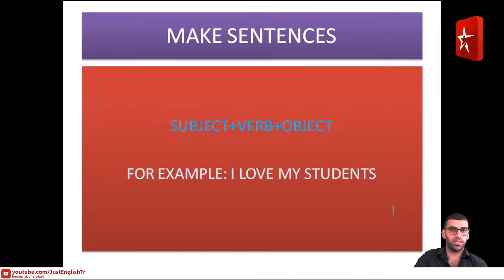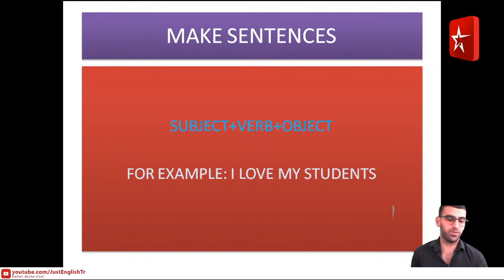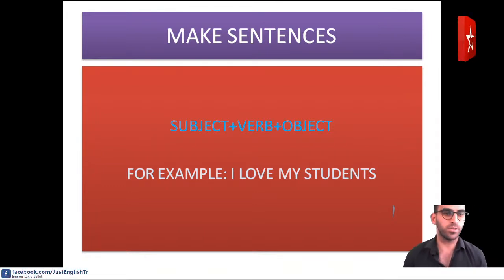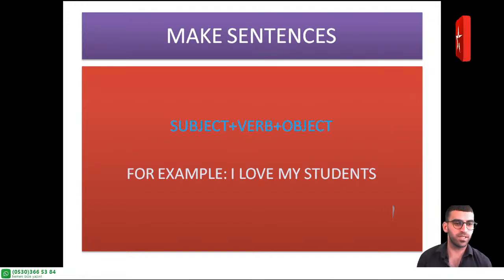Let's continue with the next one. Make sentences. How can we make the sentences? Actually, this is a simple way to learn English. For example, the people who started learning English from the beginning level, what should they do? First they should learn how to make the sentences.